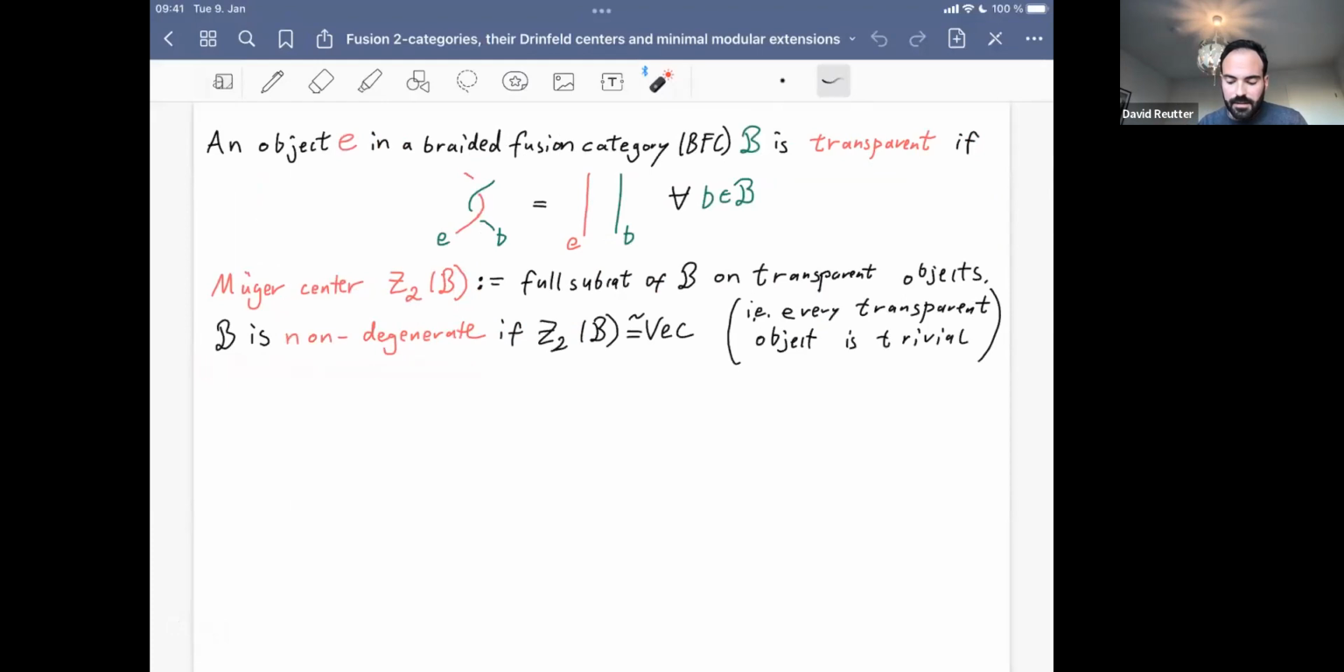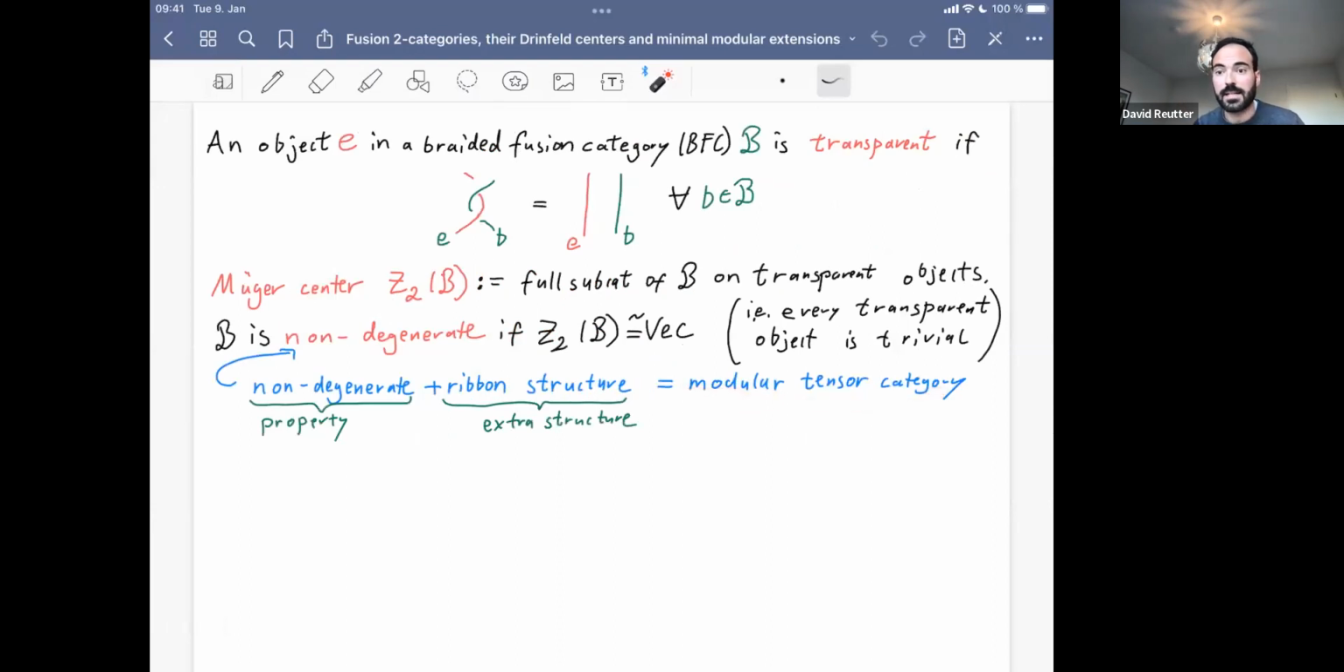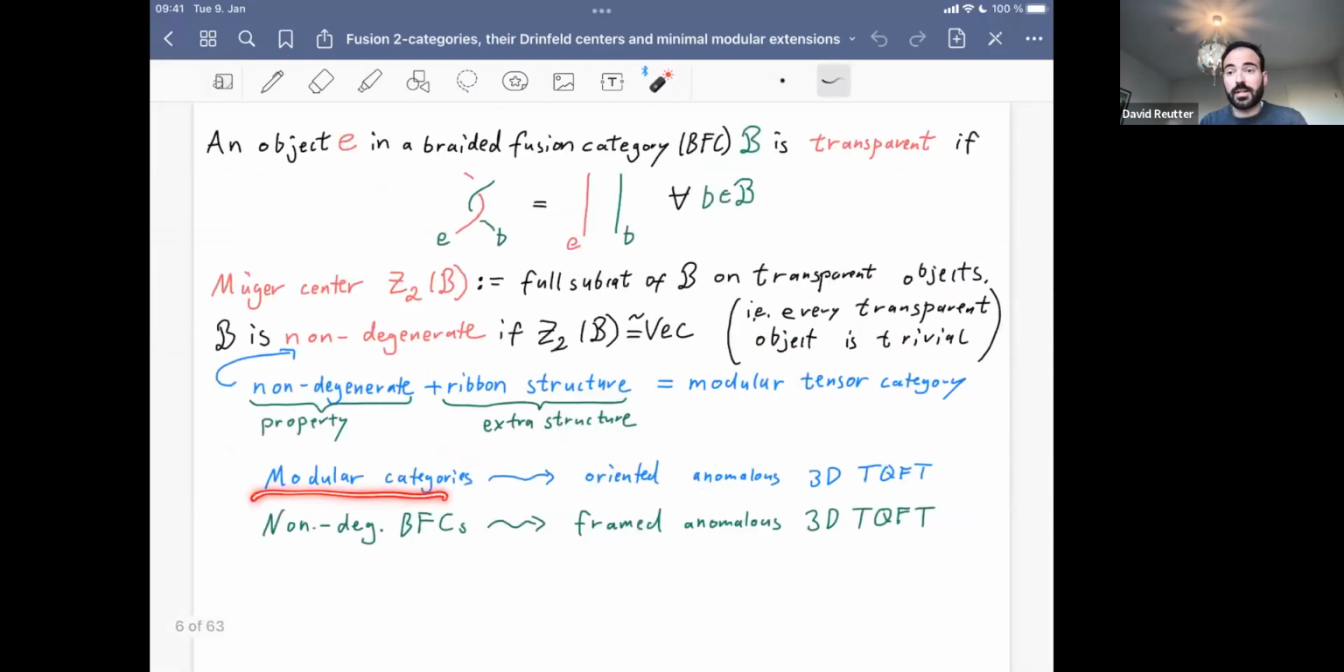And I'm going to say that a braided fusion category is non-degenerate if this Müger center is trivial. In other words, every transparent object, every object that braids trivially with any other object, is itself trivial, just a sum of the tensor unit. And non-degenerate categories are basically the algebraic version of modular tensor categories. Many of you will be familiar with modular tensor categories. A modular tensor category is essentially a braided fusion category which is non-degenerate and which has this additional structure called a ribbon structure. I want you to think of a non-degenerate braided fusion category as a modular tensor category minus the ribbon structure. And you can think of this geometrically: a modular tensor category gives me an oriented anomalous three-dimensional topological quantum field theory, or if you want, a 2+1-dimensional topological order.